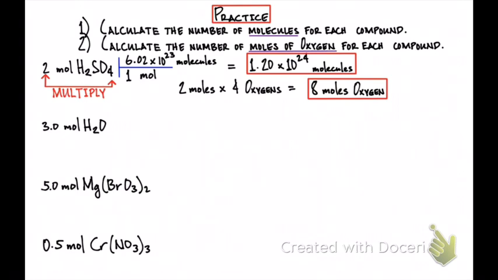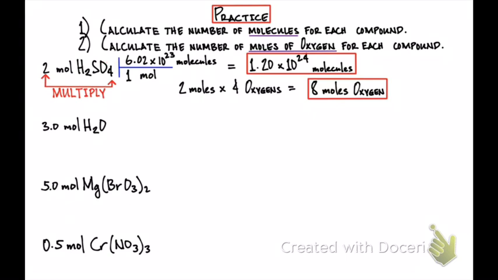So for example, if I ask you how many moles of hydrogen are there in 2 moles of H2SO4? Well, you can do the same thing. Just multiply 2 moles by the number of hydrogen atoms. So that would be 4 moles of hydrogen, 2 moles of sulfur, and a total of 8 moles of oxygen.